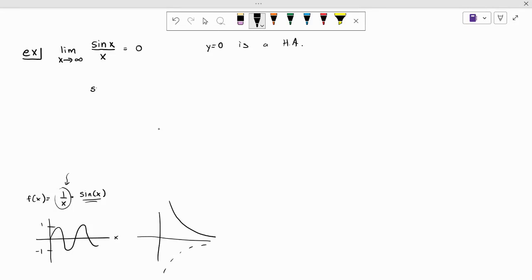Okay. So you can start with the fact that sine of x always returns a number between negative and positive 1. Sine of x is bounded by those two numbers. And x is going to infinity, so x is positive, 1 over x is positive. We can just multiply everything, each piece in this chain of inequalities, by 1 over x. So next we can take the limit of each of these pieces as x goes to infinity.